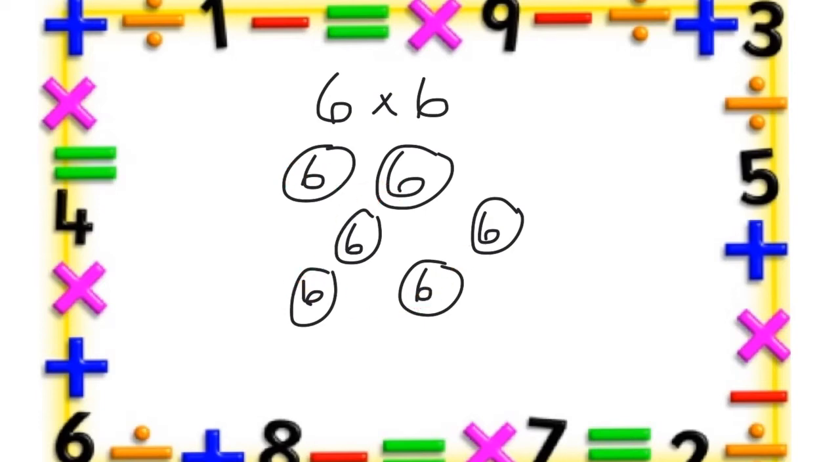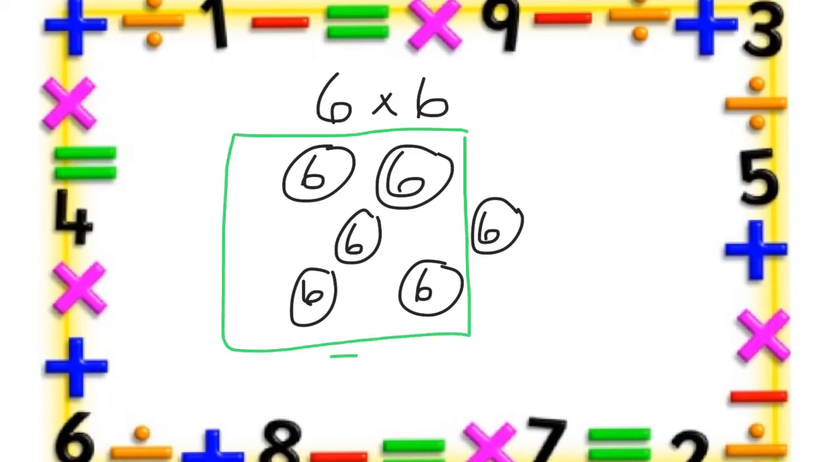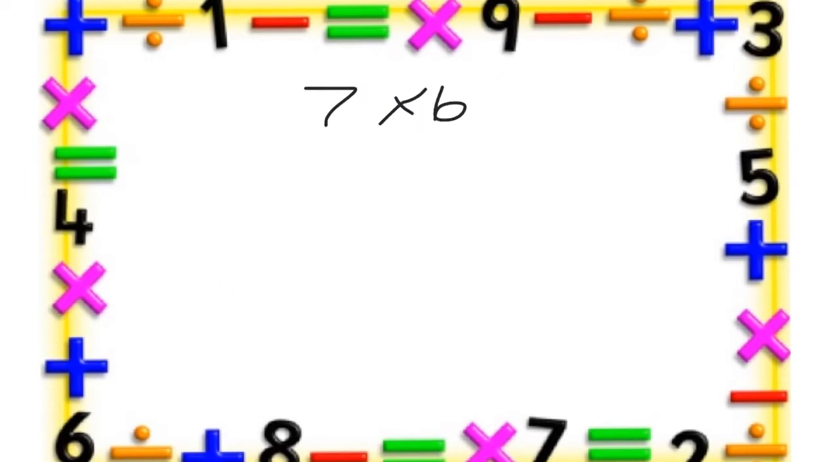Let's say I don't know 6 times 6, but I think to myself, well, actually, I know 5 times 6. 5 times 6 is 30. And so I'm just going to add one more group of 6 to my 30 to get 36. You don't necessarily need a picture to even solve using this strategy.